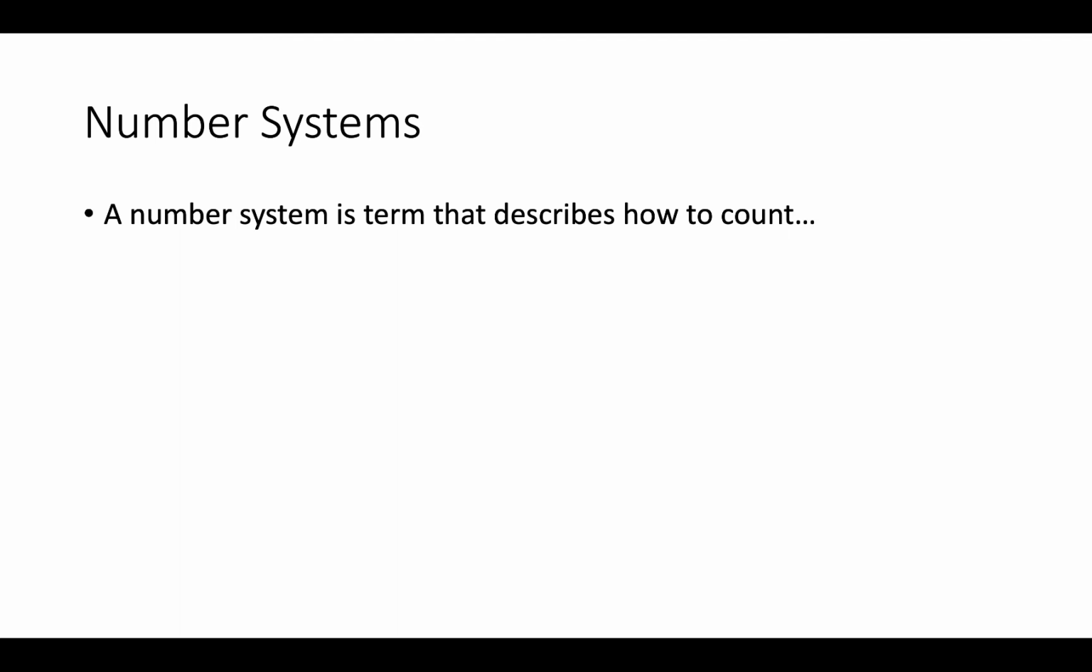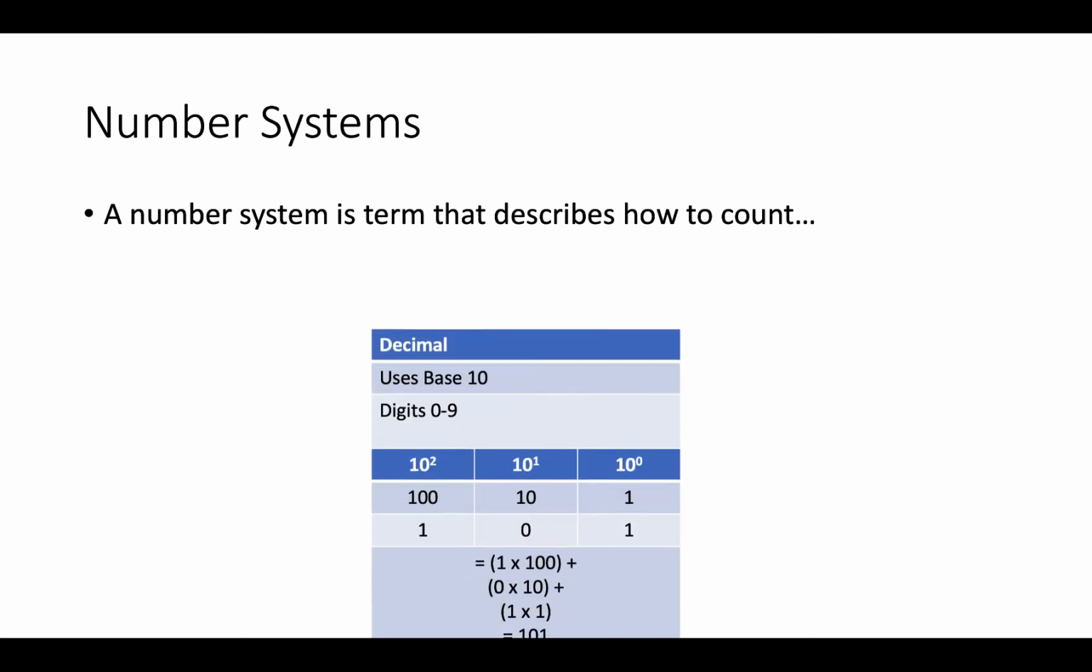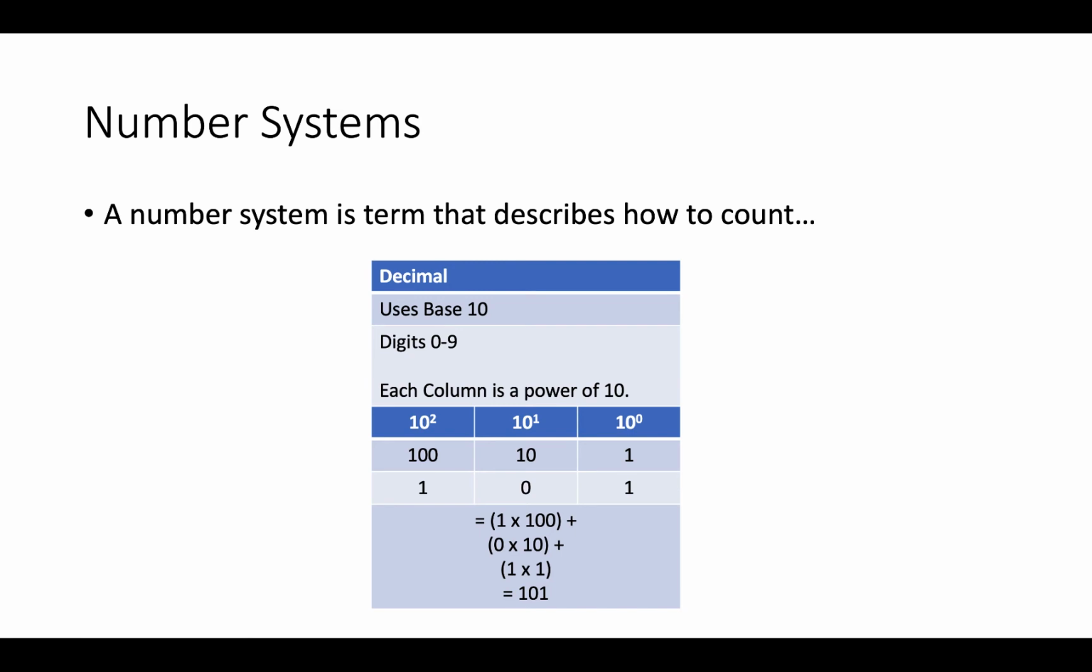Now, because computers use binary, zeros and ones, and we have to be able to manipulate those zeros and ones, this gives rise to an idea called number systems. Okay? Now, number systems describe how to count. We use a number system every single day called the decimal number system, because the decimal number system is base 10. All right? It uses the digits 0 to 9, and each column that we write is a power of 10.